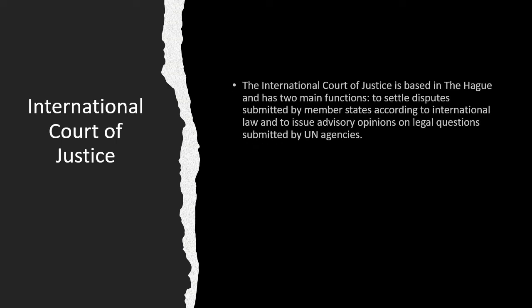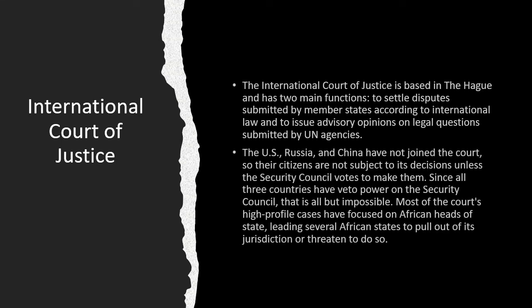International Court of Justice. The International Court of Justice is based in The Hague and has 2 main functions: to settle disputes submitted by member states according to international law and to issue advisory opinions on legal questions submitted by UN agencies. The US, Russia, and China have not joined the court, so their citizens are not subject to its decision unless the Security Council votes to make them.